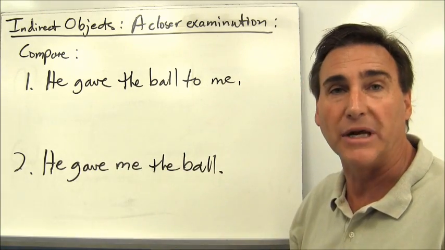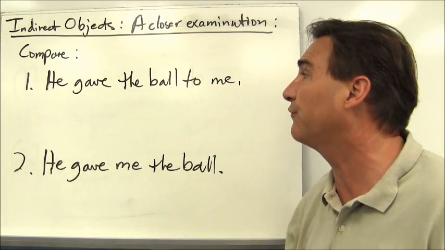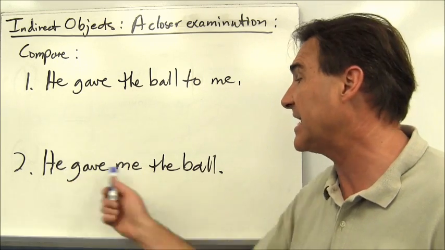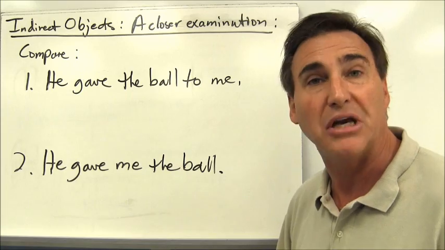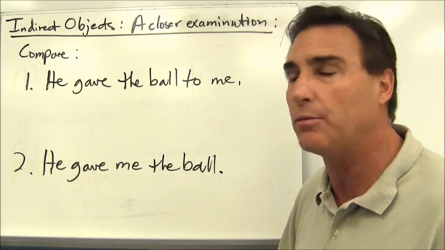He gave the ball to me. Now there's a phrase without an indirect object. Instead, we have a prepositional phrase. But doesn't it mean the same thing as sentence number 2? He gave me the ball. He gave the ball to me. He gave me the ball. They do. They're the same in meaning. Well, why then the two different forms? How did we get there?